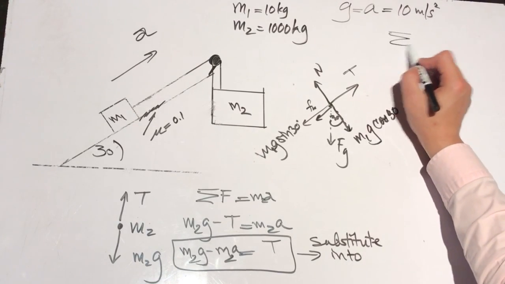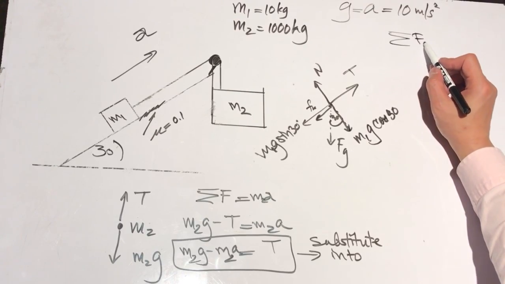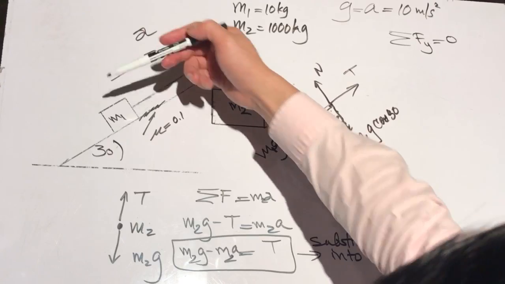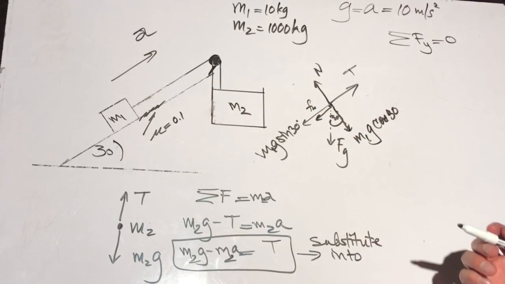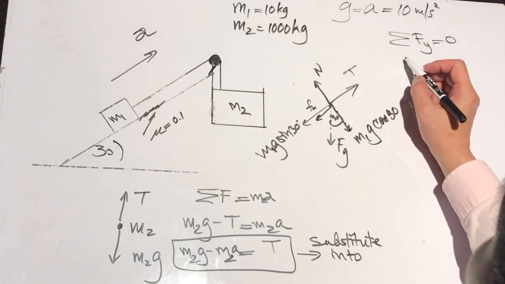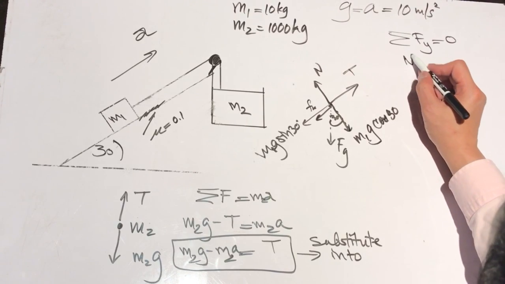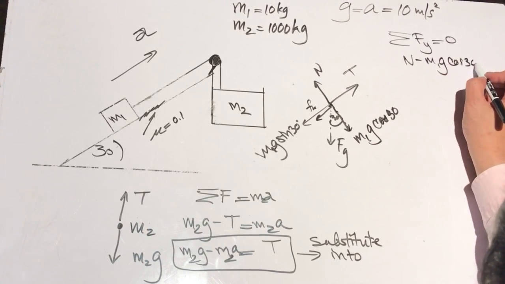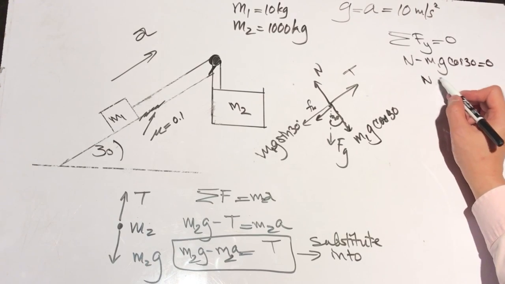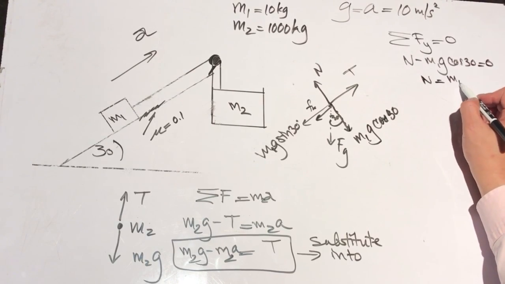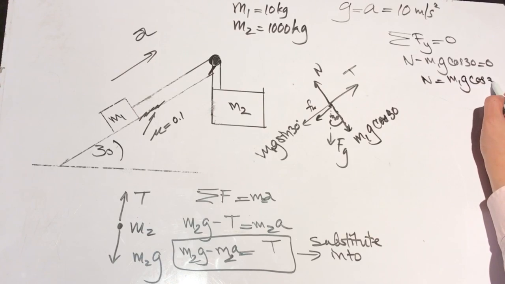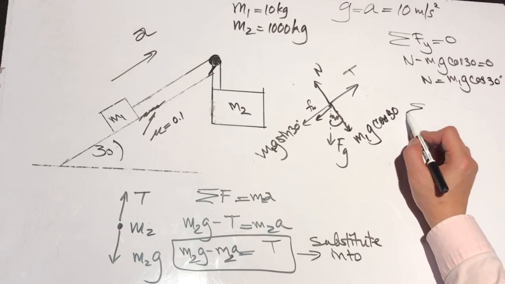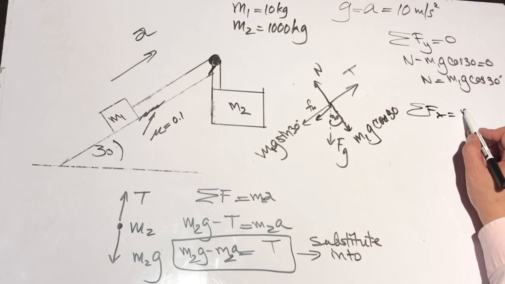For this one, we're going to do the same thing. The sum of the forces in the y direction first is equal to 0 since there's no motion upwards or perpendicular to the surface. So it's going to be normal force minus M1G cosine 30 equals 0. Therefore, we can conclude that the normal force is equal to M1G cosine 30. Then we apply the same thing for the x direction, which is MA.